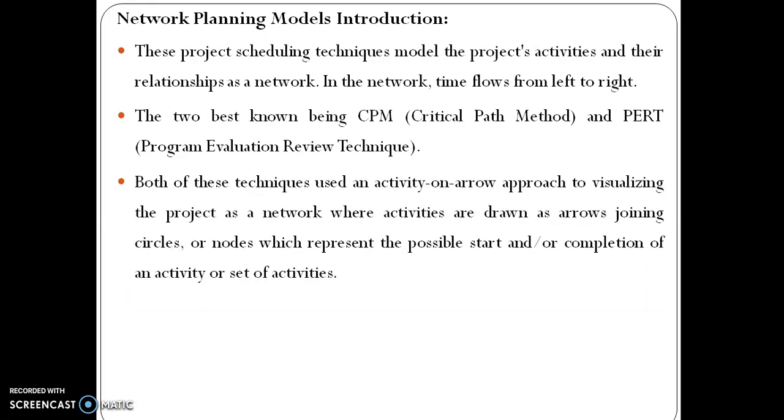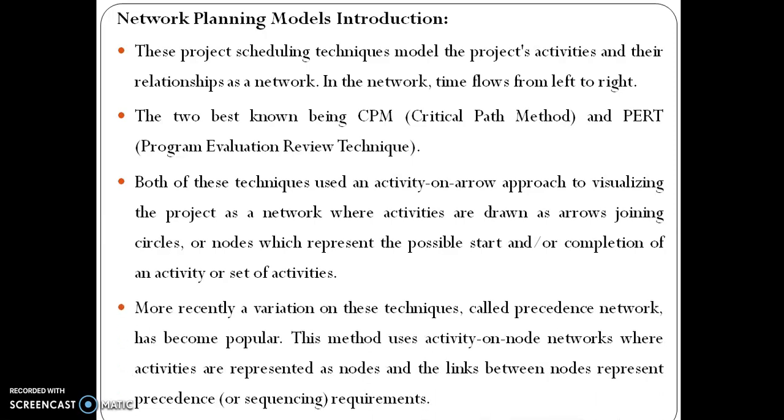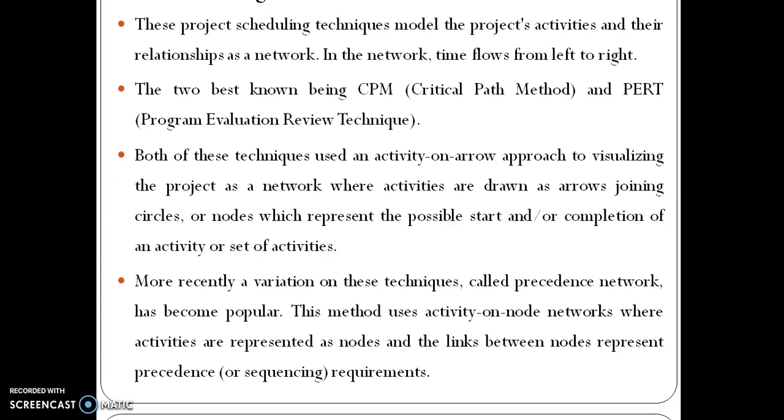Both of these techniques use an activity on arrow approach to visualizing the project as a network, where activities are drawn as arrows joining circles or nodes which represent the possible start and completion of an activity or set of activities. More recently, a variation on these techniques called precedence network has become popular. This method uses activity on node networks where activities are represented as nodes and the links between nodes represent precedence requirements.